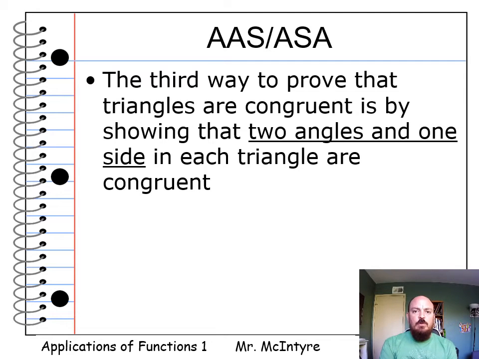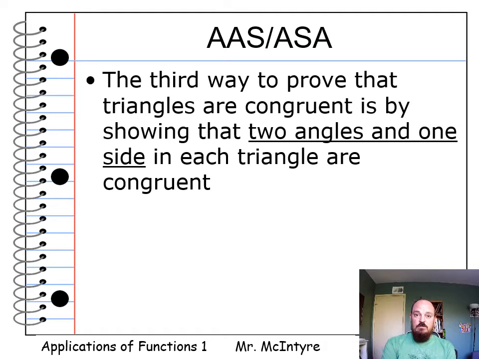So basically, remember when we were talking about what I called the letter theorems? We did SSS, which was side, side, side. We did SAS, which is side, angle, side. And I told you basically every time you see the letter S, it means side, and every time you see the letter A, it means angle. So when we say AAS, that means angle, angle, side. And when we say ASA, that means angle, side, angle. So both of these theorems have two angles and one side the same in each triangle.